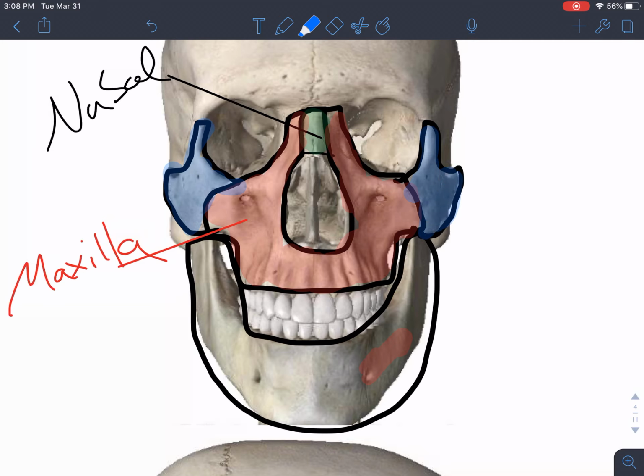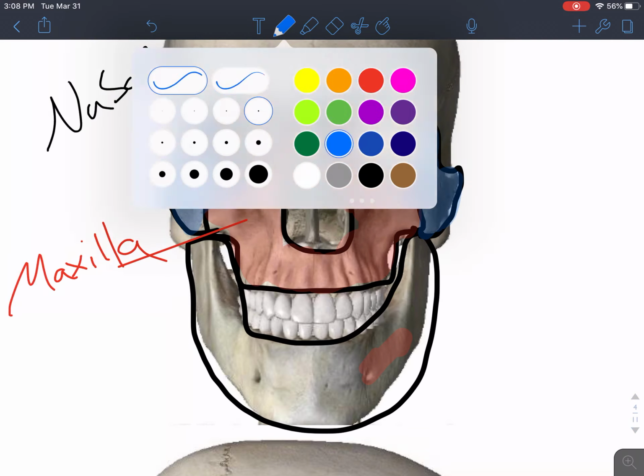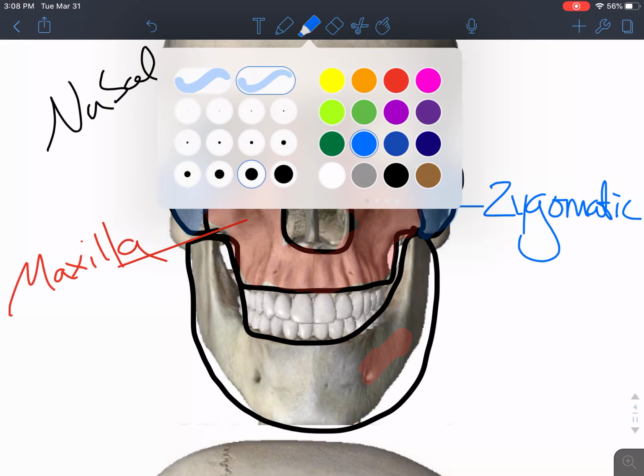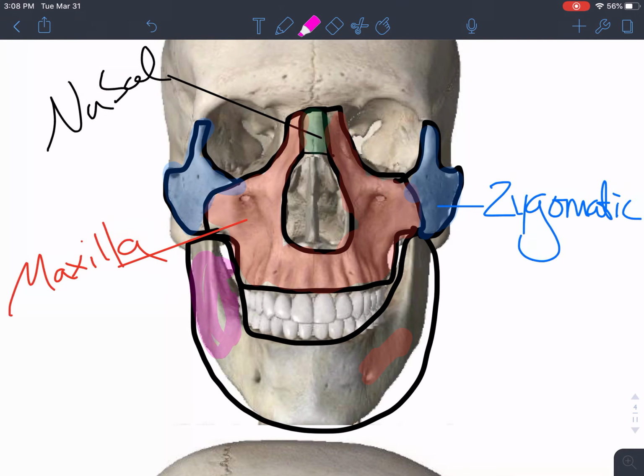These ones right here. These are your zygomatic bones. So you have your nasal, maxilla, zygomatic, and now the biggest one, pretty strong bone, actually. Some people that haven't taken this before know this. This one is your mandible. Okay, so there's your facial bones.